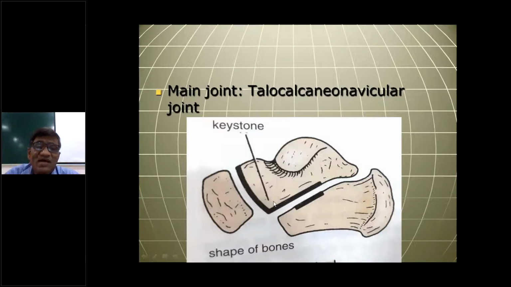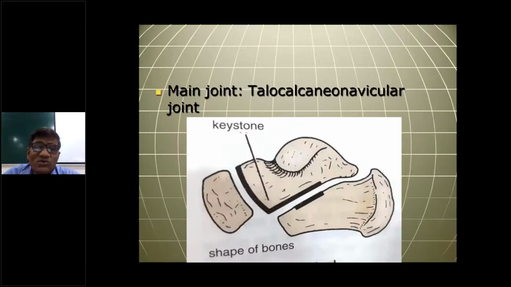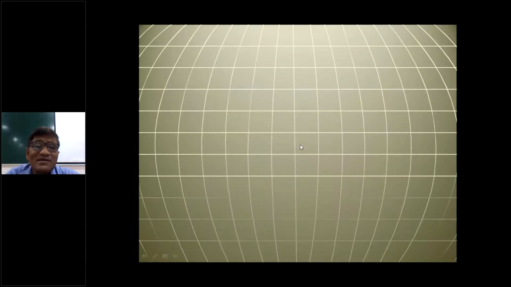So this is the main joint, obviously. So the joint is here. Look at that. This is the navicular, and this is the calcaneum, and the ligament is not seen here. Spring ligament should be here. So this is the main joint, talo-calcaneo-navicular joint. Now the summit is here, but the keystone is the head of the talus here. So keystone and summit are not the same here. Sometimes they are the same.